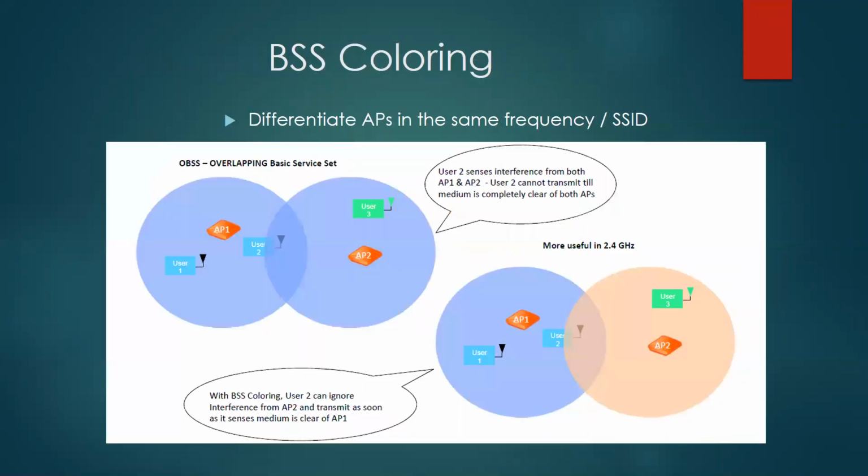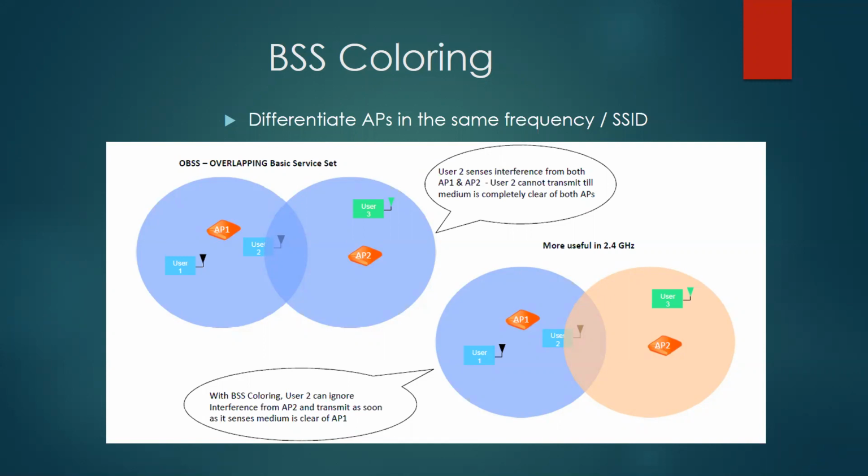And this is a really big one. BSS coloring, especially in the 2.4 gigahertz band. So the current way things are done is going to be the OBSS overlapping.